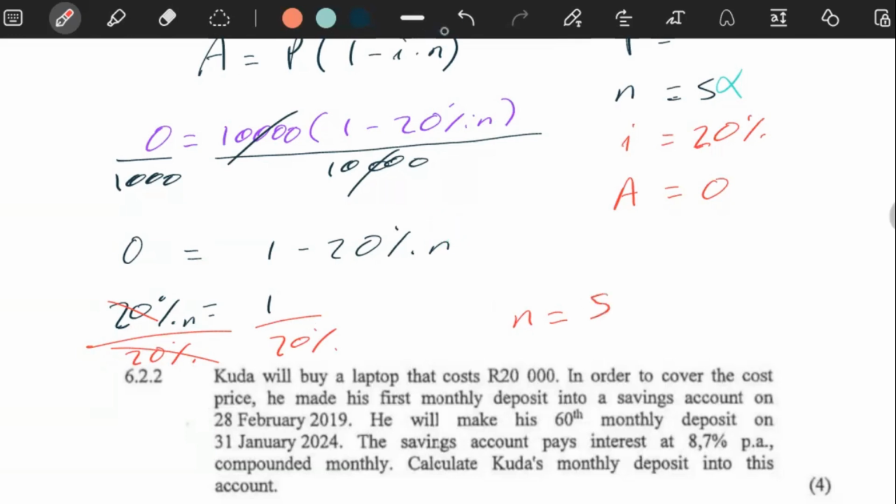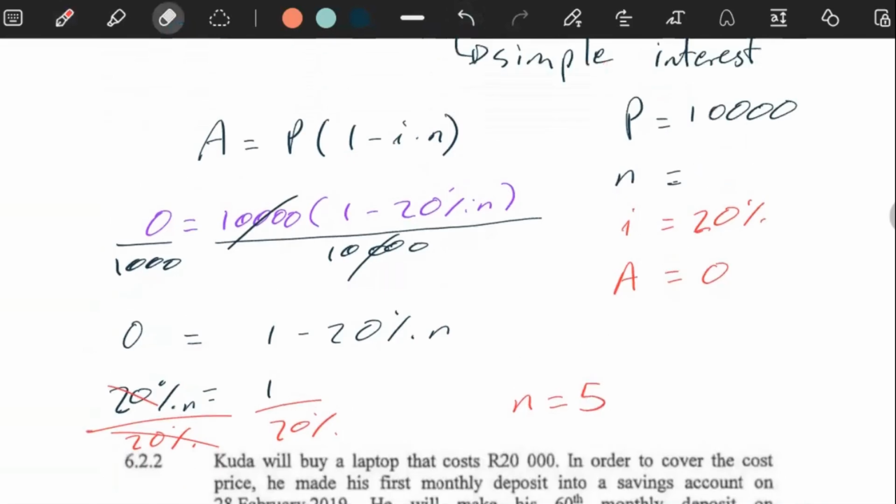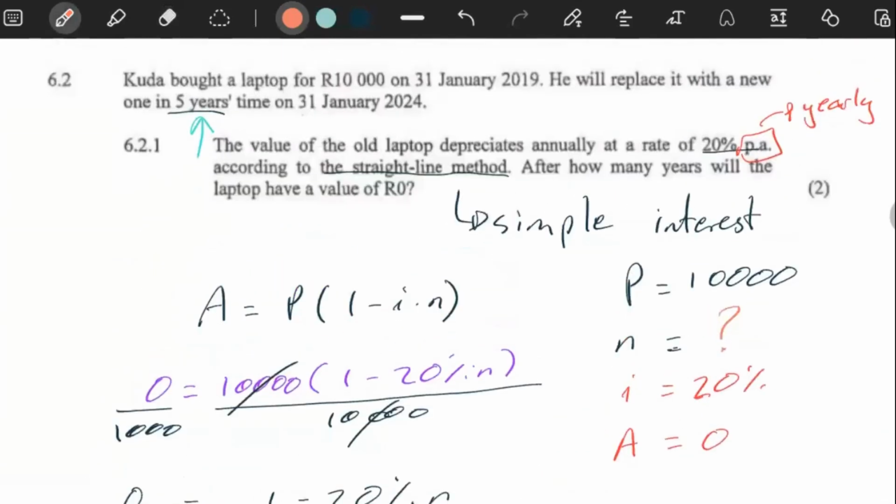This is purely a coincidence that n is 5. It is purely a coincidence, you see. So don't get confused with questions like this, because they told us that he wants to replace the laptop after 5 years, and then here they asked for n by asking us how long it takes to reach 0 if the value is depreciating. We got an answer of 5, but that's purely just a coincidence.